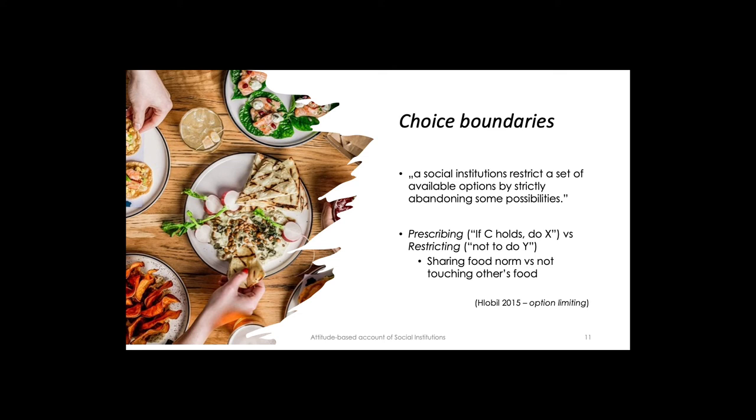There are simply situations when institutions not only prescribe doing X, but also limit choices by saying not to do Y. For instance, the social norm to remain quiet and not disturb during a theatre play. Another norm might be sharing food, where one is not allowed to touch others' food. Therefore, there might be conflicts between different prescriptions, but some institutions will regulate the choices' boundaries.